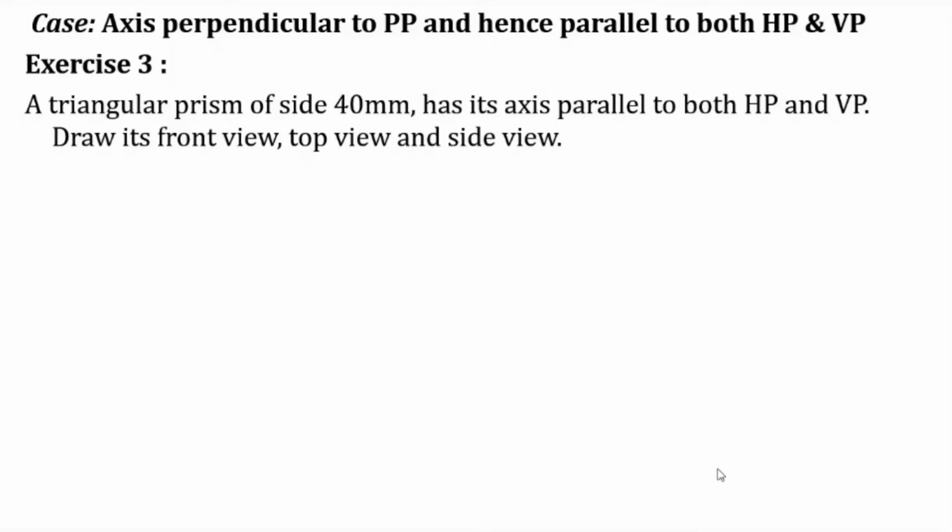Another problem with this question is that in this case, the length of the prism is not given. The length of the axis of the prism is not given. Only the base side is given: a triangular prism of side 40 millimeter. Only the 40 millimeter base side is given, not the length of the axis. So you have to assume a suitable axis length, say 40 millimeter itself, or even 50 millimeter. Whatever length you can assume, no problem.